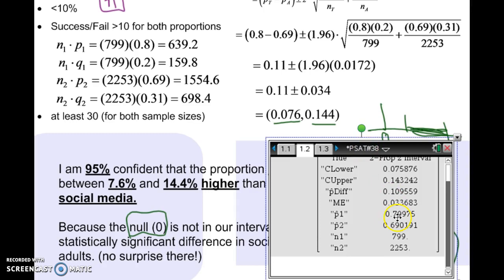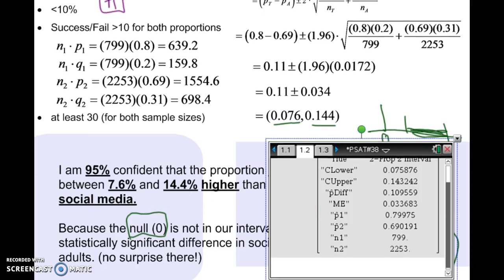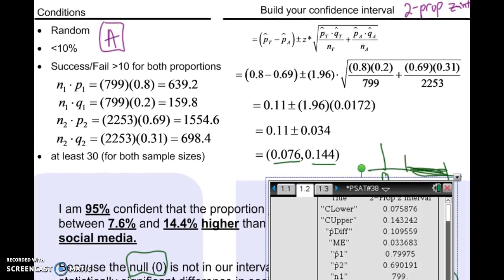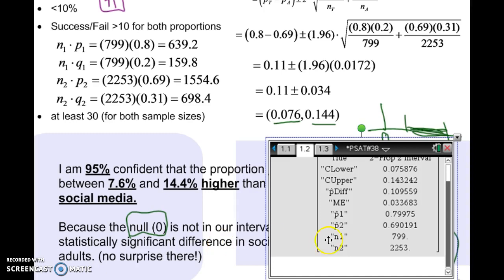That's pretty close. P-hat 1 was 0.799. I don't know if we ever wrote down what our p-hats were there, but if we had, it'd be right about that. It also gives you the n values for the two different groups. Again, you have to remember whatever you type in first. I typed in teens first, so that's my N1 in the calculator. Whatever you type in first when you fill out that chart is what is covered first there.